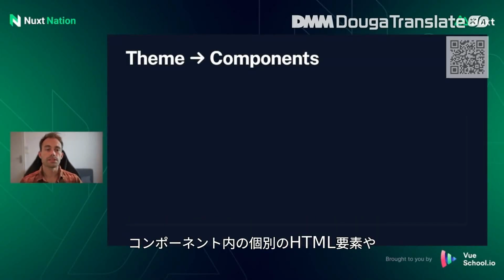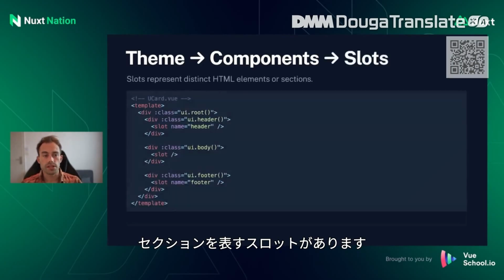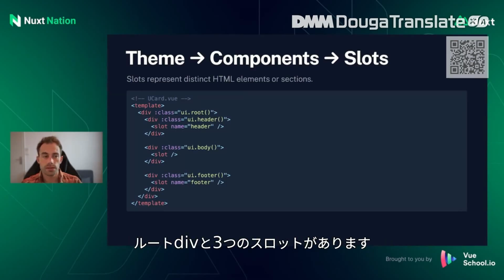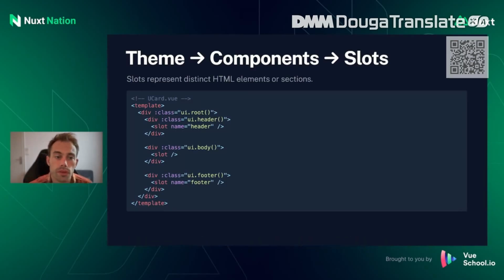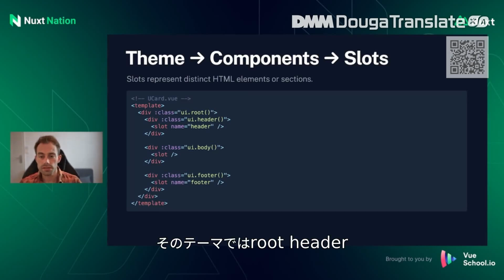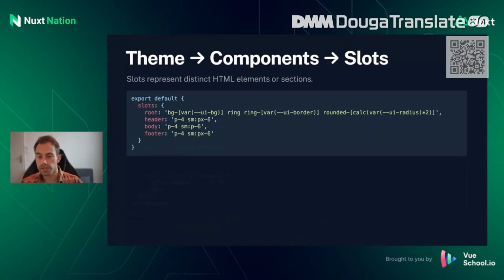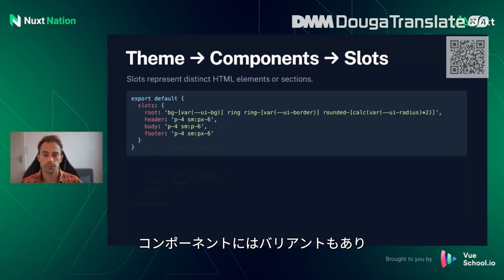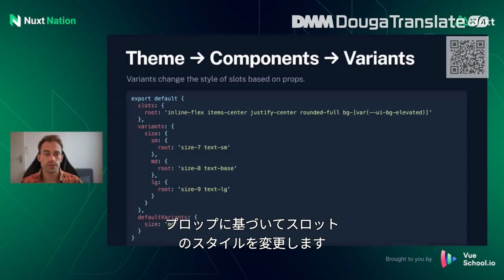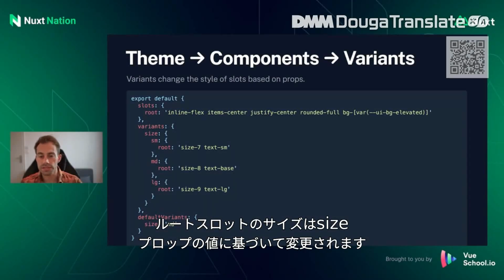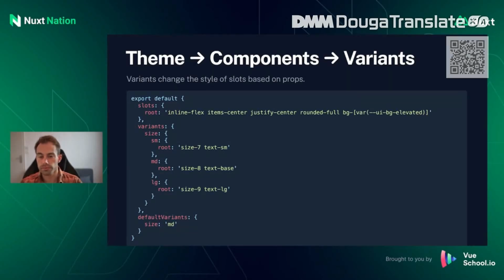NuxtUI components are still using the Tailwind Variants API. They have slots, which represent distinct HTML elements or sections within a component. Let's take the card, for example, which has a root div and 3 slots. Its theme defines the styles for the root, header, body, and footer slots. Components can also have variants, which change the style of slots based on props, like the avatar component, for example, which has a size prop. The size of the root slot will be changed based on the size prop value.